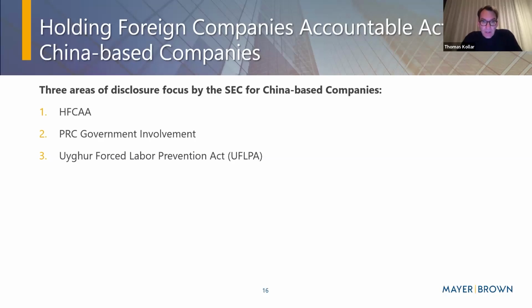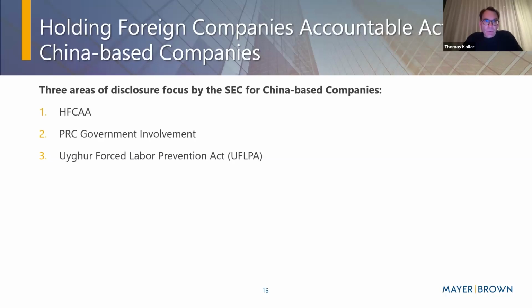So the new guidance, coupled with the rise of comment letters, shows that the SEC continues to believe that the company should provide more prominent, specific, and tailored disclosure about China-specific matters so that investors have the material information they need to make an informed investment and voting decision. There are 3 areas of disclosure focused by the SEC for China-based companies.